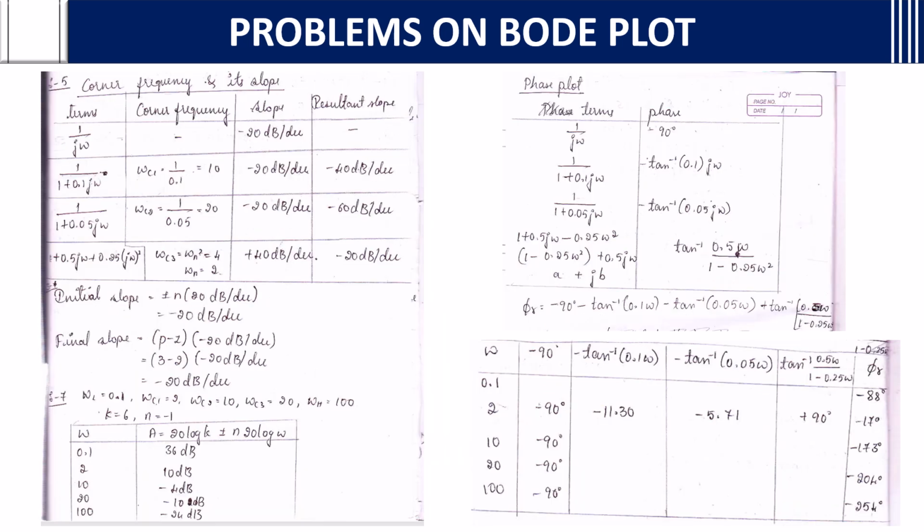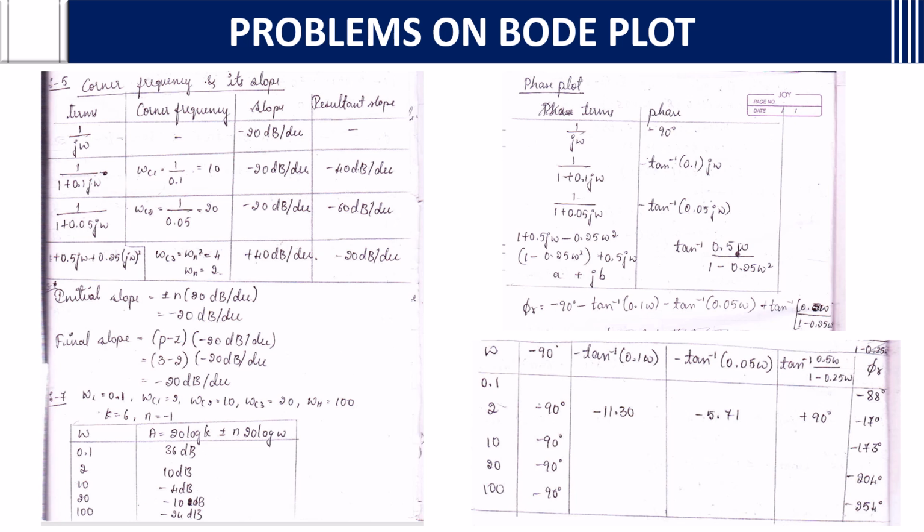After getting the equation, you will be having factors. How many factors do you have in total? 3 factors. That is 1 by j omega, 1 by 1 plus 0.1 j omega, 1 by 1 plus 0.05 j omega, and one more which is on the numerator, which are zeros. So it is 1 plus 0.5 j omega plus 0.25 j omega whole square. This is one more factor.